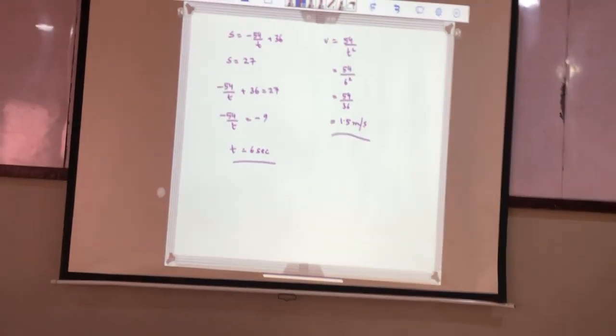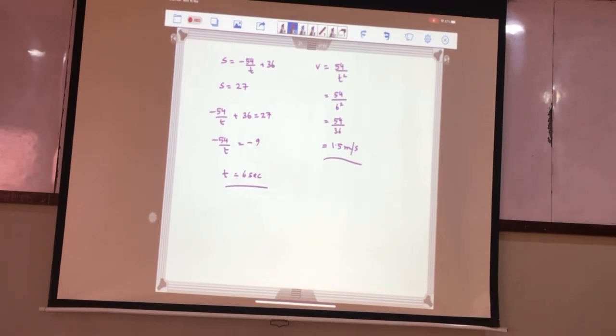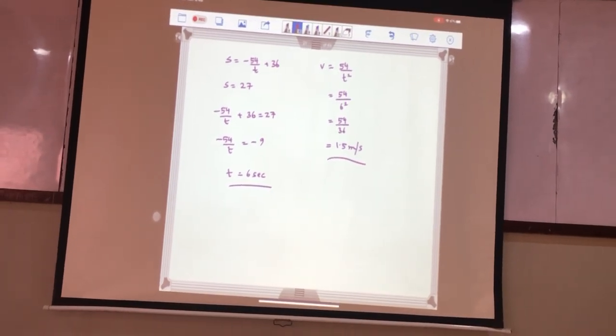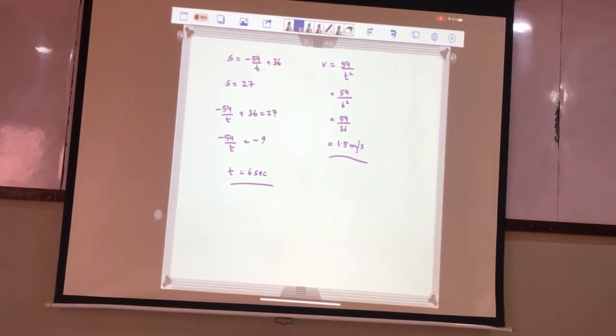The second approach is, we know that during the first 3 seconds, the particle covered 18 meters. That means it would cover more using the second expression. So all you need to do is this. Look at the board. s is equal to minus 54 over t plus 36. Plug in the value of s equal to 27. You find the value of t as 6 seconds.